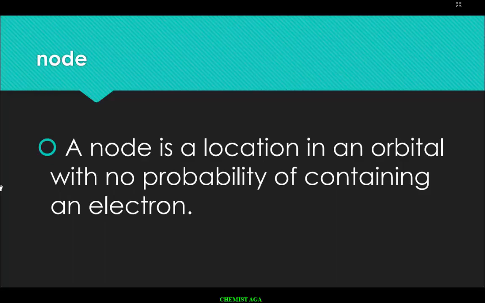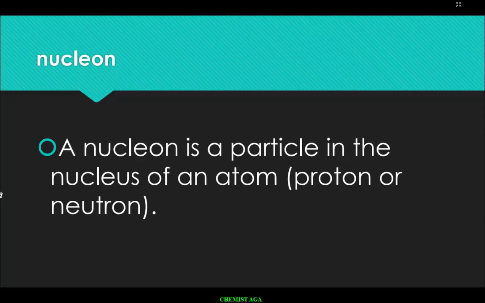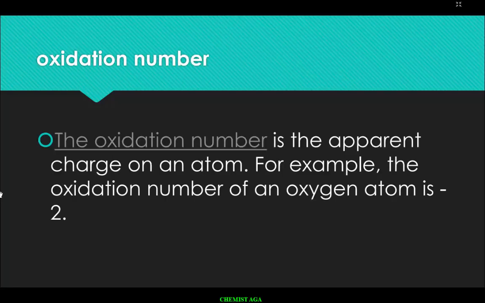Node. A node is a location in an orbital with no probability of containing an electron. Nucleon. A nucleon is a particle in the nucleus of an atom, proton or neutron. Oxidation number. The oxidation number is the apparent charge on an atom. For example, the oxidation number of an oxygen atom is -2.